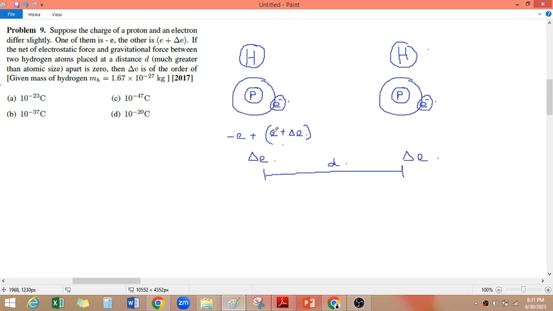So what they are saying is, read the question carefully. Very difficult to follow. If the net of electrostatic force and gravitational force between two hydrogen atoms placed at a distance of d apart is 0, then the delta E is of the order of.